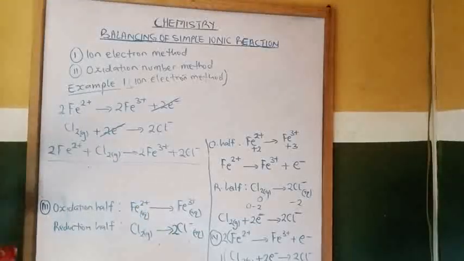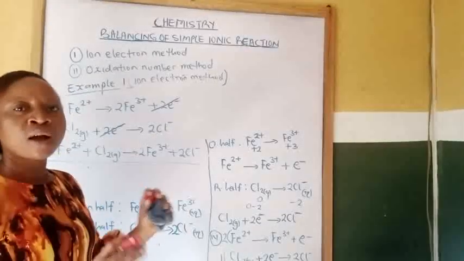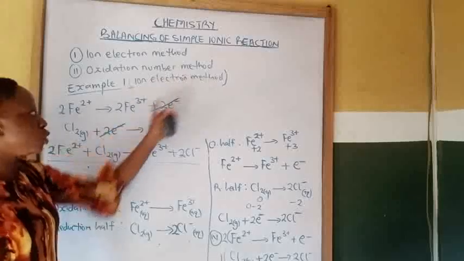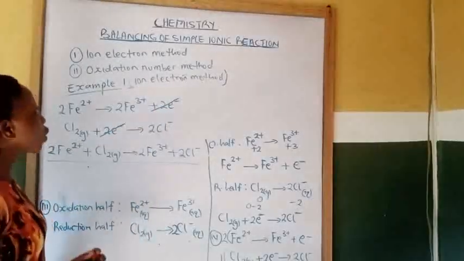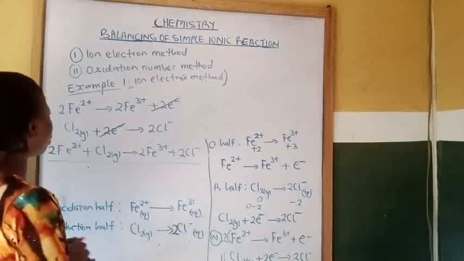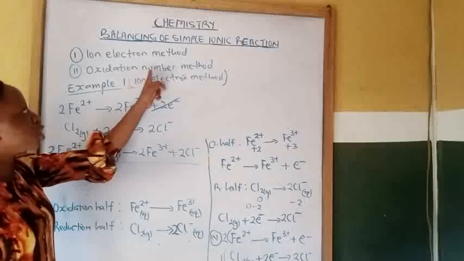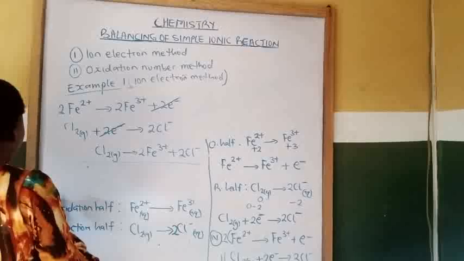So that is how to use the ion electron method to balance an ionic equation. We use the ion electron method to balance this chemical equation. So let's take example 2. For example 2, we are going to use the oxidation number method.